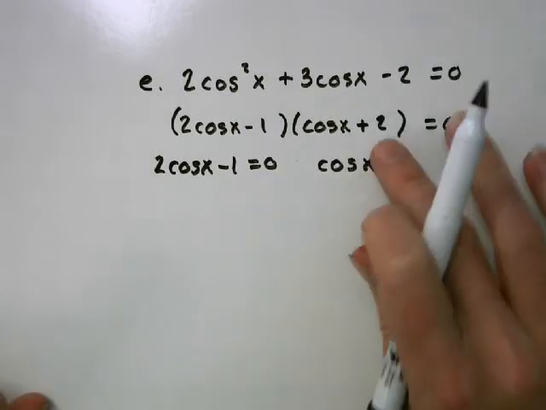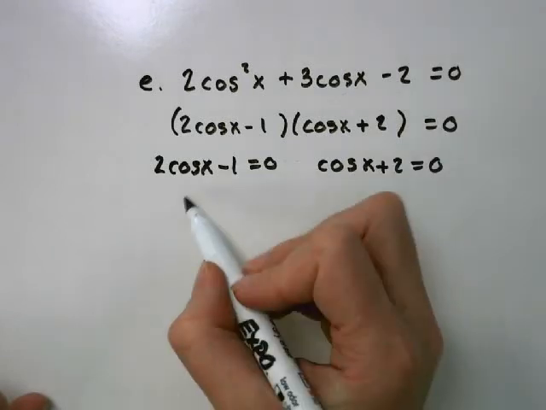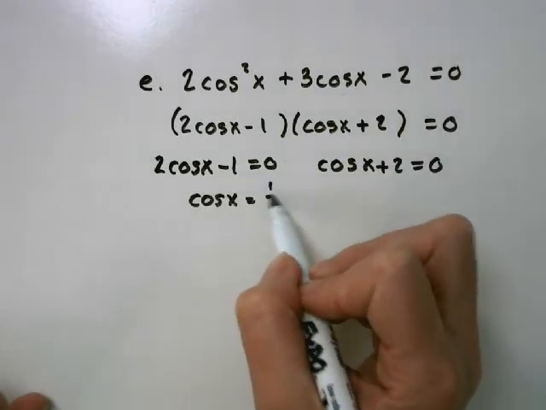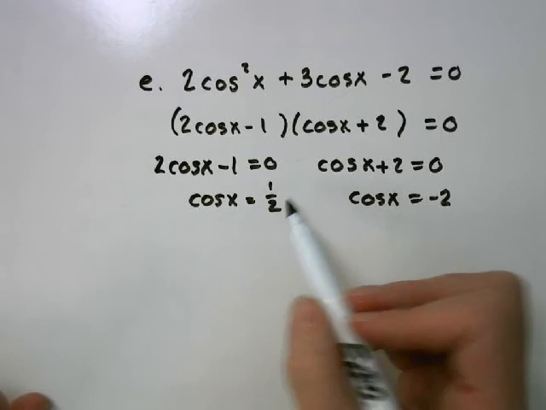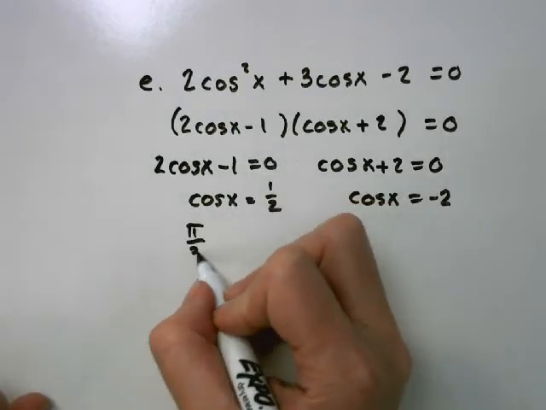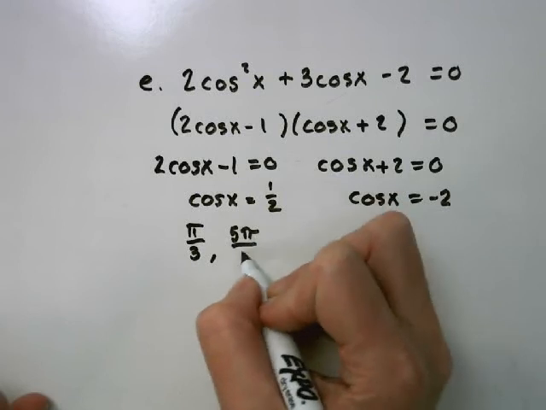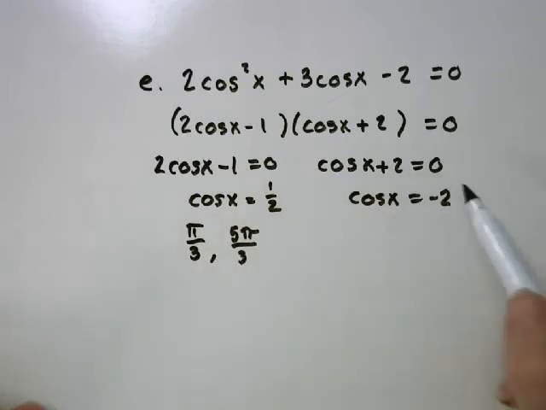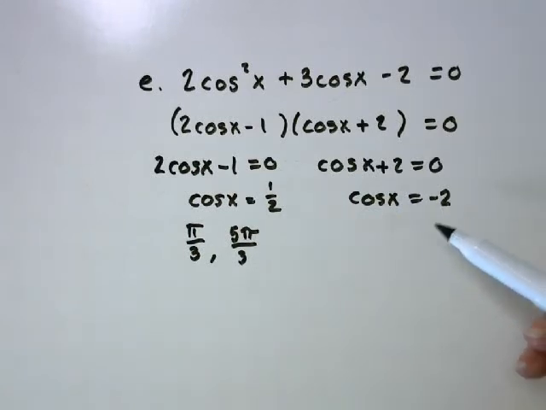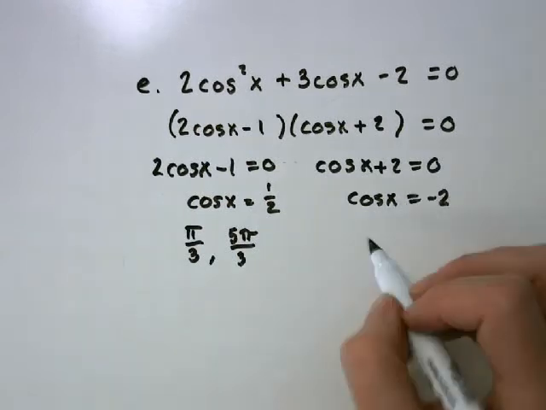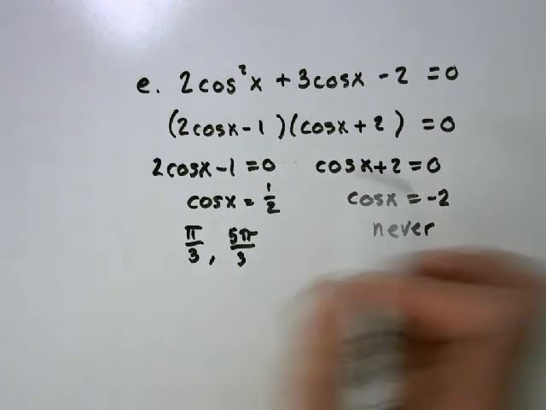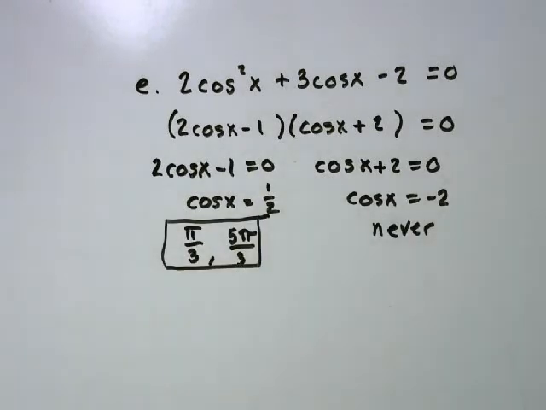So 2 cosine x minus 1 equals 0, or cosine x plus 2 equals 0. So cosine x equals 1/2, or cosine of x equals negative 2. Cosine is going to be 1/2 at pi over 3 and 5 pi over 3. That's where the x values are 1/2. Cosine equals negative 2, okay, can never happen. Cosine is not ever any less than negative 1. If you picture the graph or even on the unit circle, it's never below negative 1. So this one does not have a solution on that side. But these two are still valid answers.